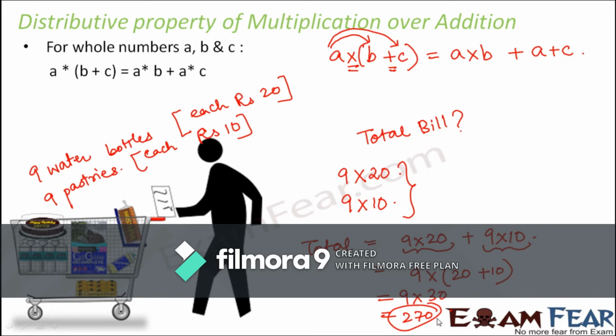Now this distributive property basically makes calculations easier. So that is the use of all of these properties. Whether you talk about associative or commutative or distributive, their purpose is to make calculations easier. So when you have bigger calculations with complicated whole numbers, your calculations will become easier.